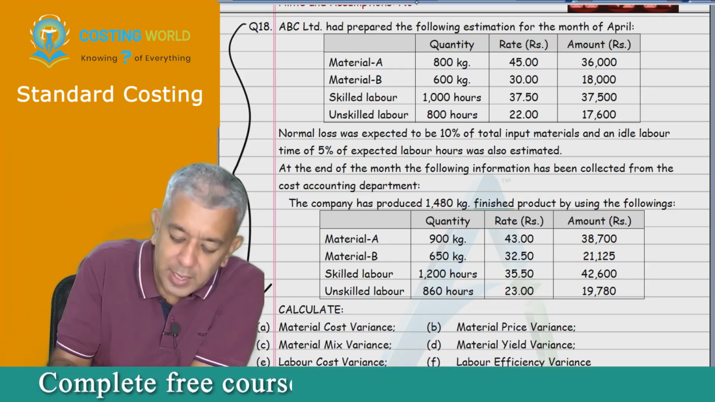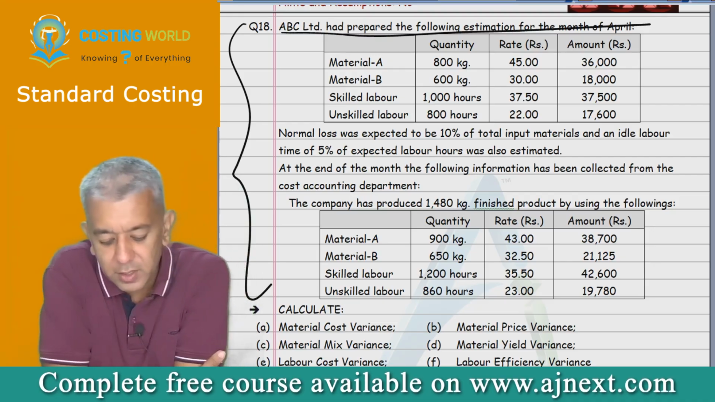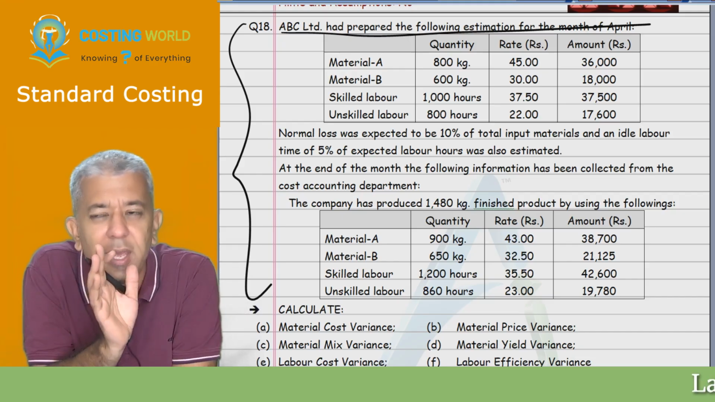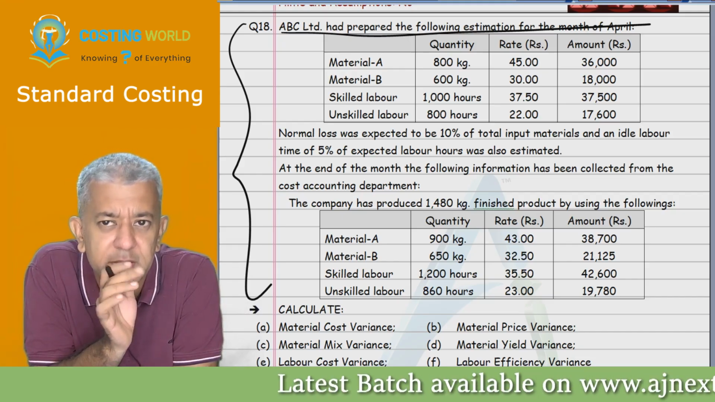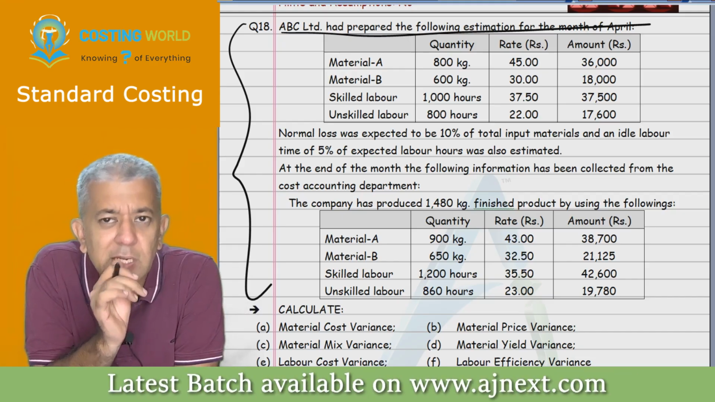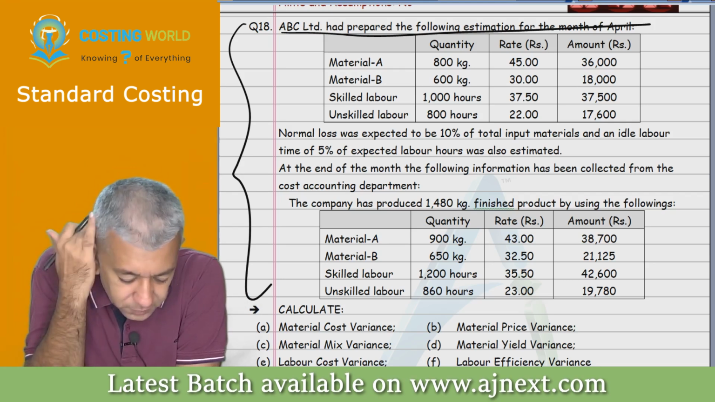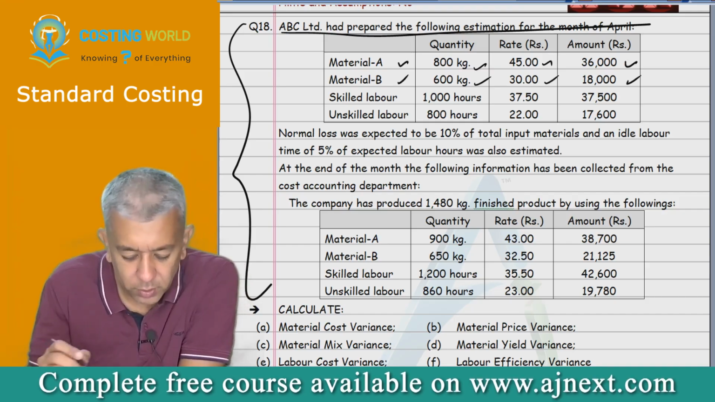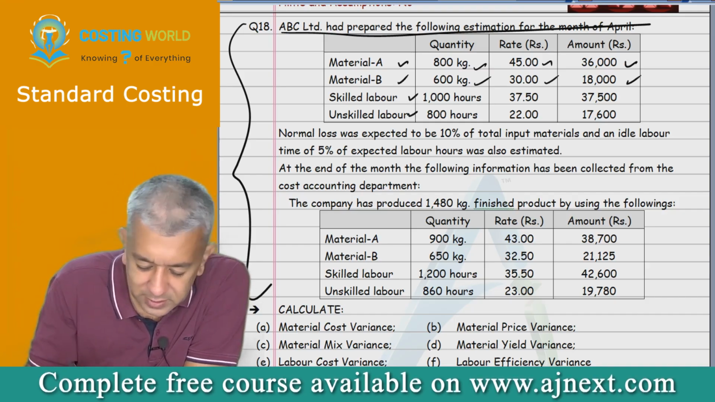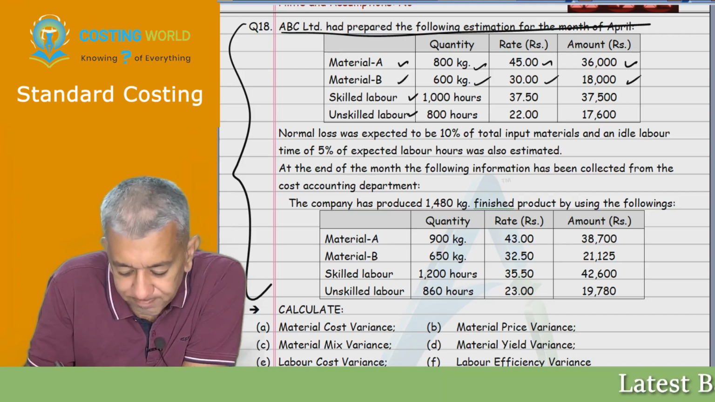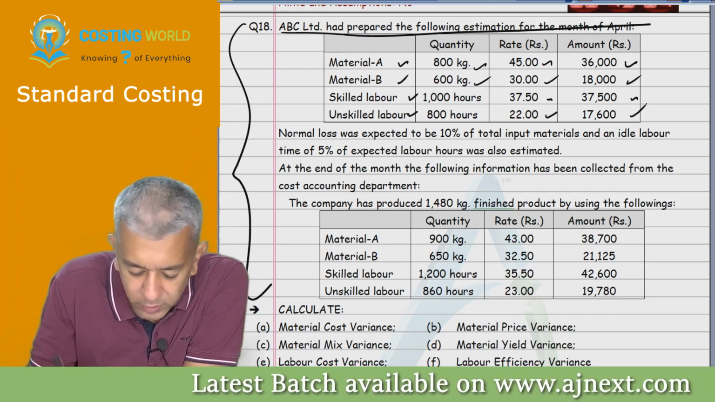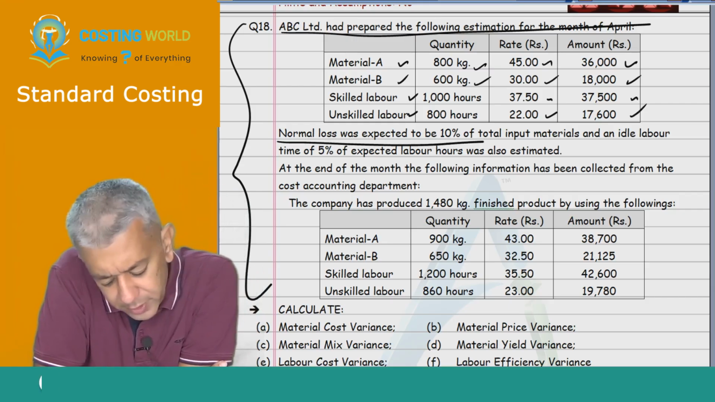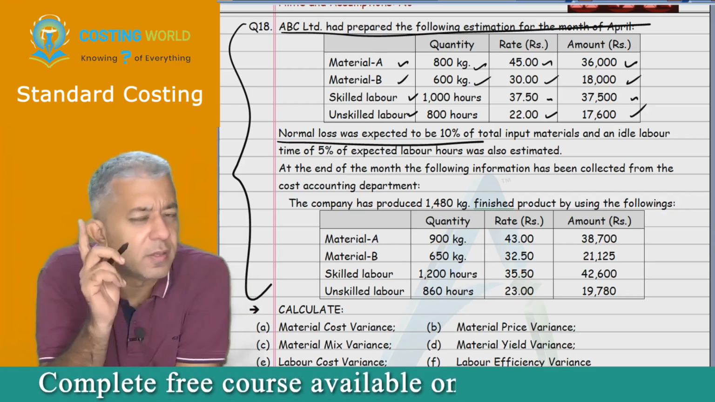Okay, let's start. ABC Limited has prepared the following estimations for the month of April. These are the estimates. Okay, estimates means standard data or actual data? Standard. Okay, so these are the budgeted figures. Material A and B, quantity, rate, amount. Skilled hours, unskilled hours. Rate is over here, amount is over here. Normal loss was expected to be 10% of total input. Normal loss, we already did that in the first question itself.